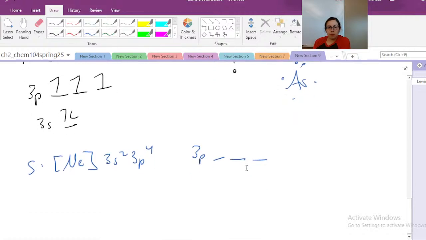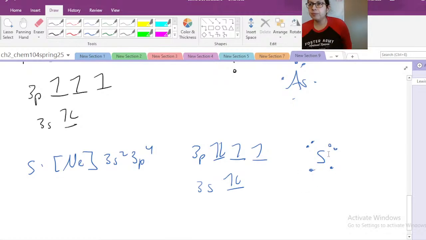Again, I would write out our 3p orbitals and fill them up. So 1, 2, and then 1, 2, 3. Then we have to pair one of them. And again, our Lewis dot structure should look like that. So we have sulfur: our S, one of our paired p's, and then 2 lone electrons. And all your group 6s are going to look just like this.